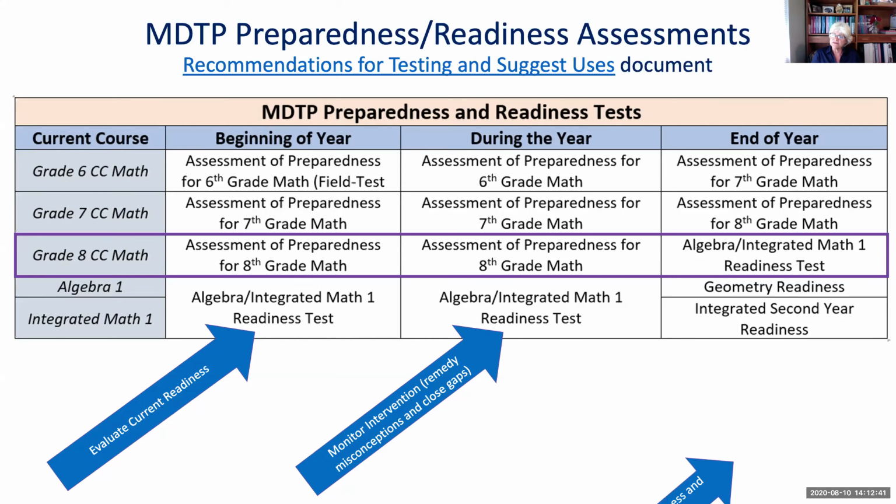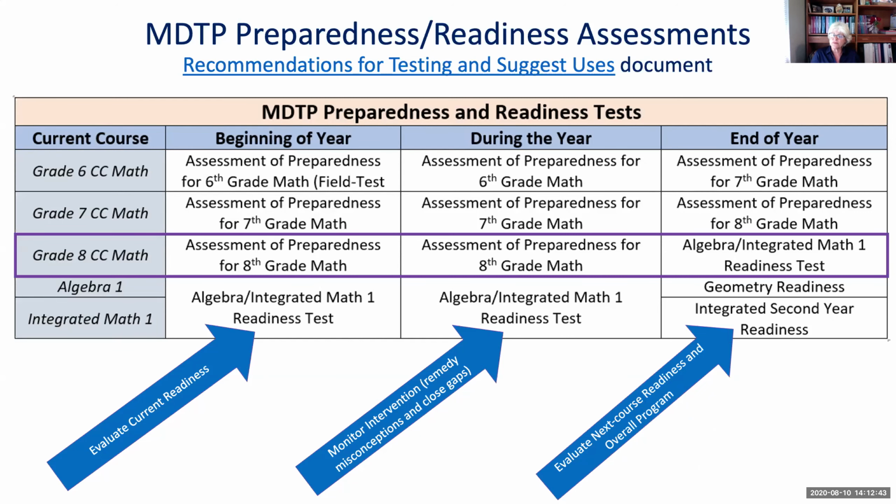Then at the end of your course, you would administer the next subsequent test from your course. So for example, the Algebra 1 students at the end of the year would take the Geometry Readiness Test. The Geometry students would take the Algebra 2 Readiness Test. Students in Integrated Math 1 would take the second year Integrated Readiness Test.